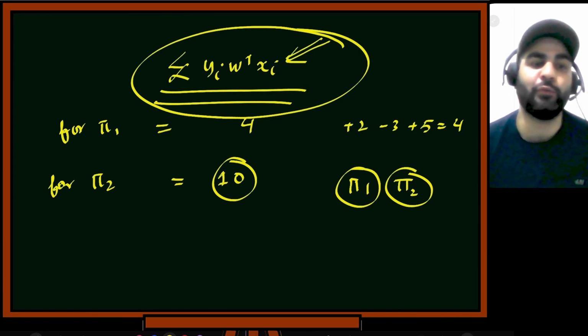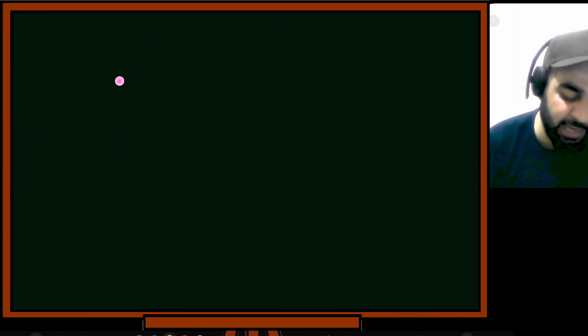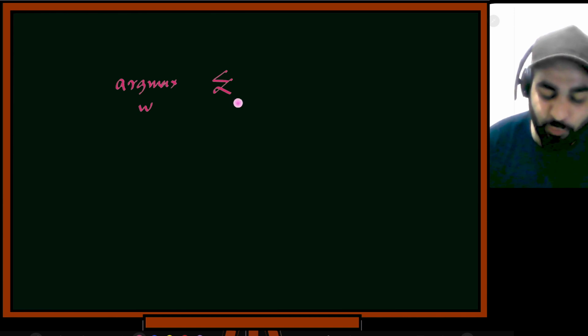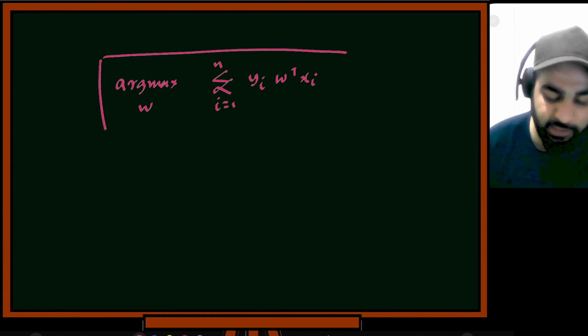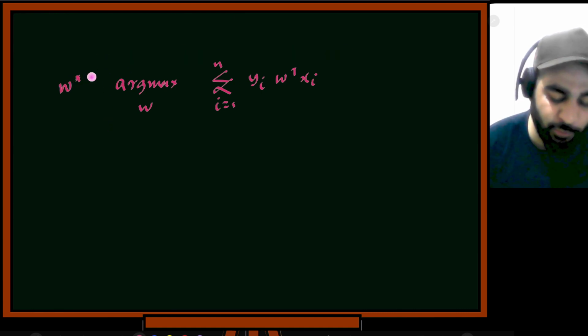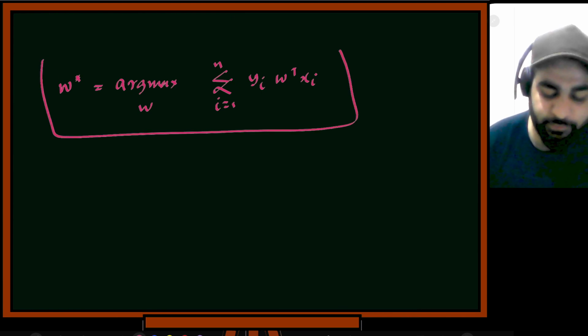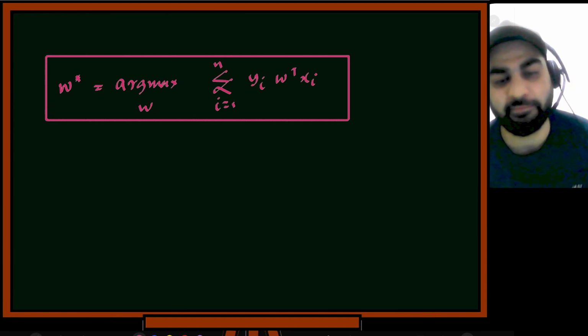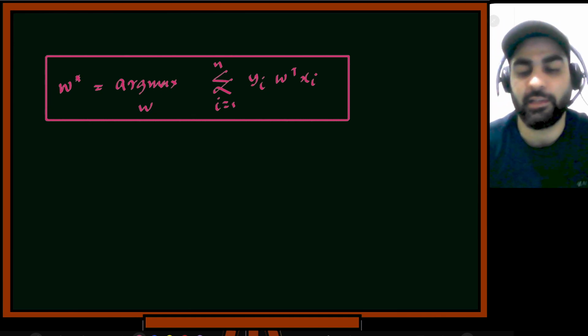So why do we want to maximize this? The equation that I am currently on is arg max over w of the summation over all the points from 1 to n of yi w transpose xi. So this should be maximized. We call this the optimal w, the optimal hyperplane. This is what we want to find. Everybody with me so far?